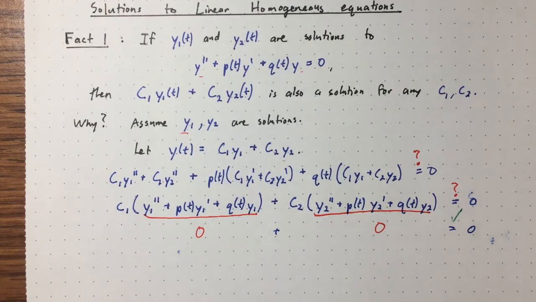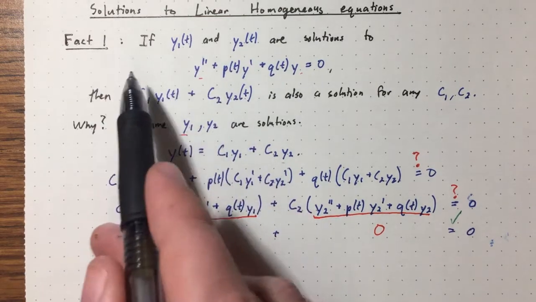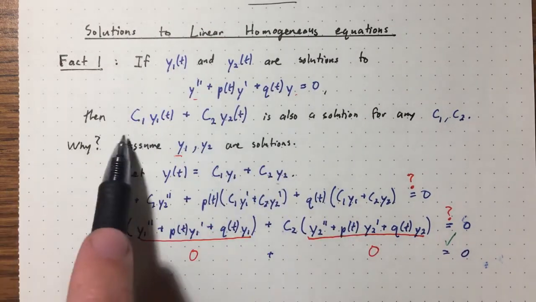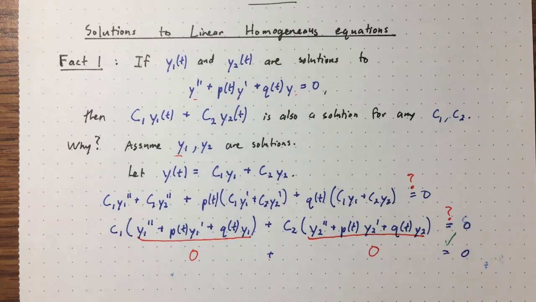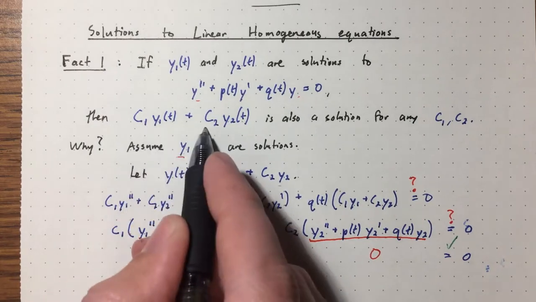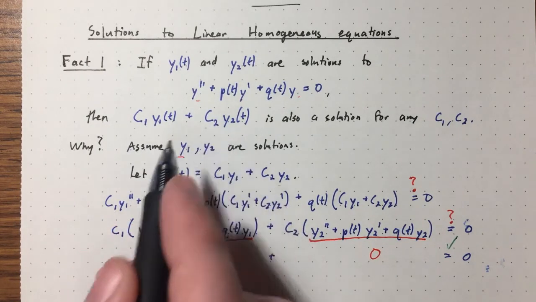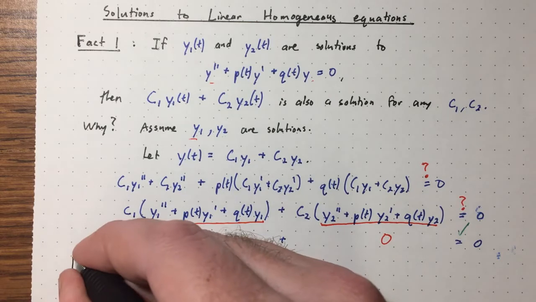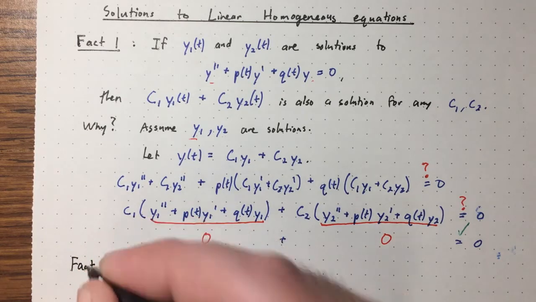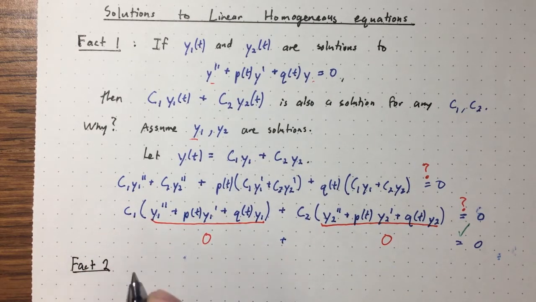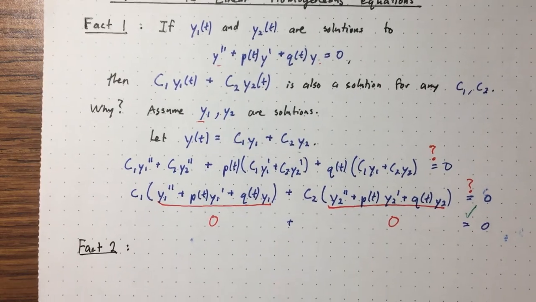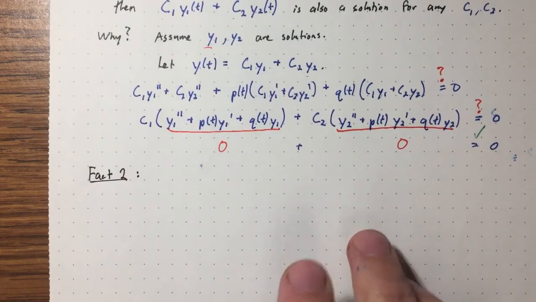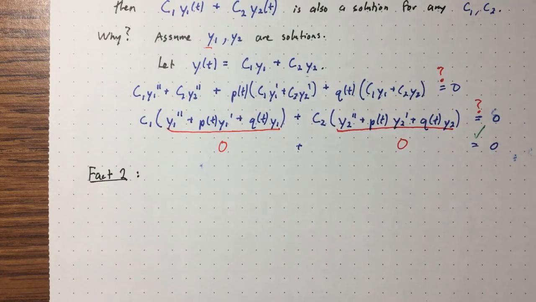So again, in words, what we're saying is all we need is 2 solutions, and then we can just generate infinitely many more. And notice we have actually 2 degrees of freedom here. We have 2 arbitrary constants. Okay, what is the second fact? So this one I'm actually not going to prove because it's quite a bit trickier to prove, but we're definitely going to need to use it. So you definitely want to understand the statement.